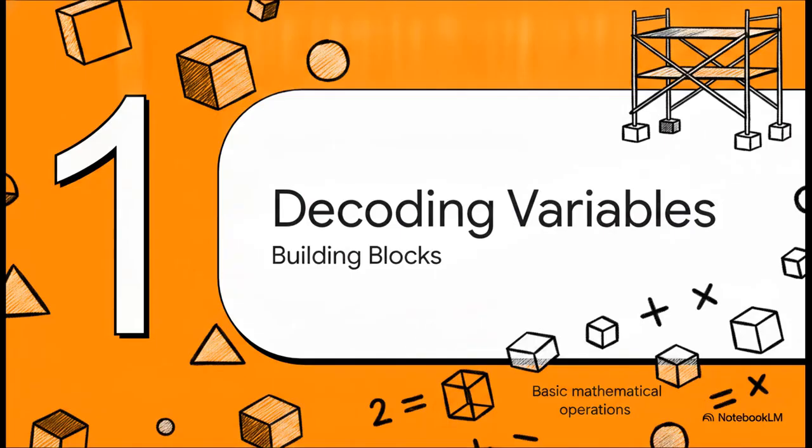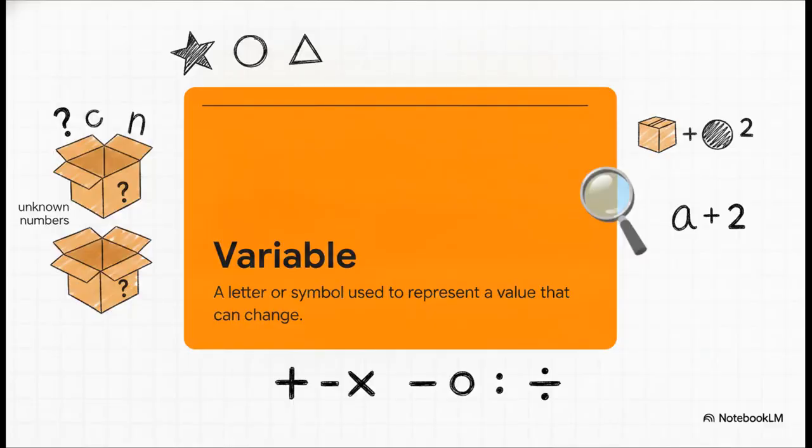All right, Section 1, decoding variables and expressions. So, what exactly is a variable? Well, it's simply a letter or a symbol used to represent a value that can change. The absolutely crucial thing to remember here is that in algebra, letters aren't just letters. I want you to think of them like containers. They're basically empty boxes holding unknown numbers, and when we combine regular numbers with these variable containers using math operations, but without an equal sign, we create what's called an algebraic expression.